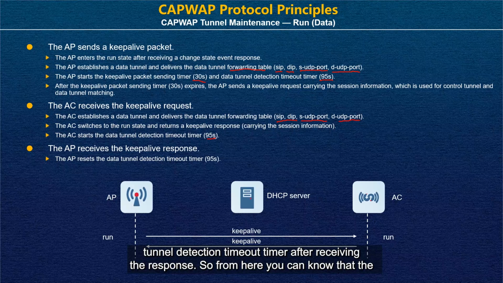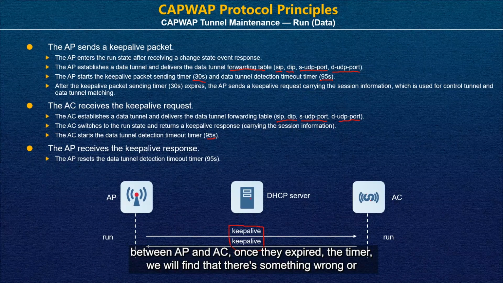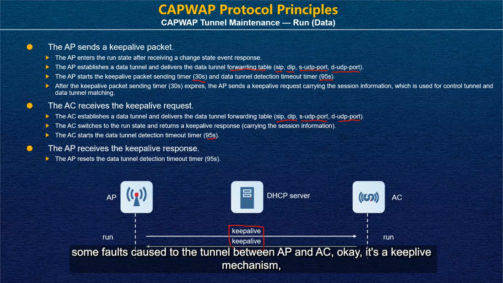So from here, you can know that, the same as the name of this message, keep alive is used to monitor the status of the terminal between AP and AC. Once the timer expires, we will find that there's something wrong or some fault occurs to the terminal between AP and AC. Okay, it's a keep alive mechanism.